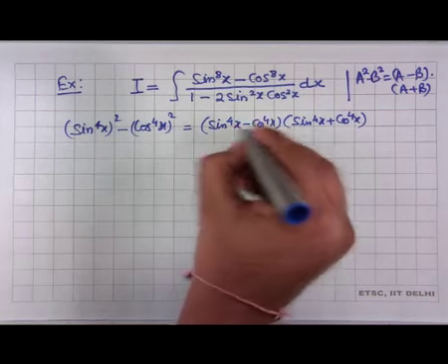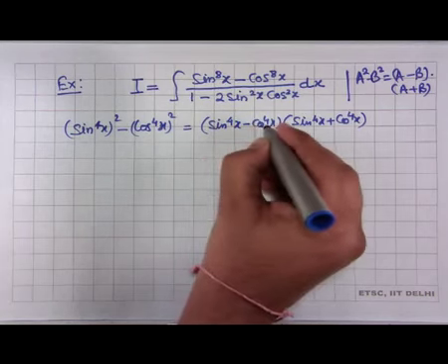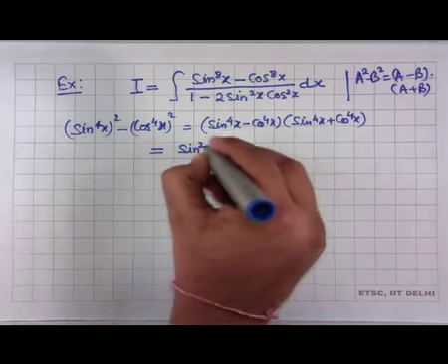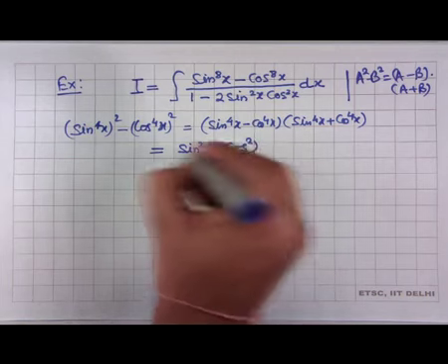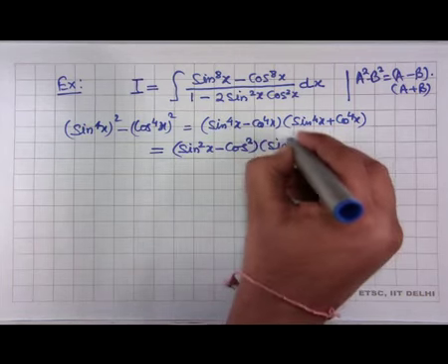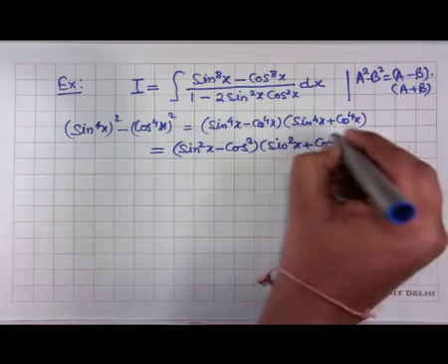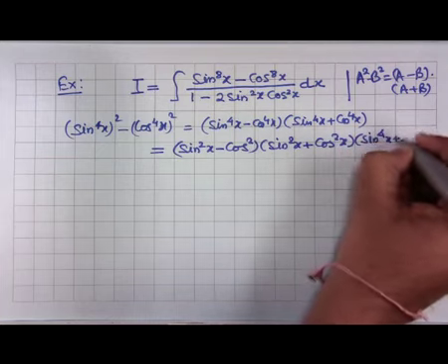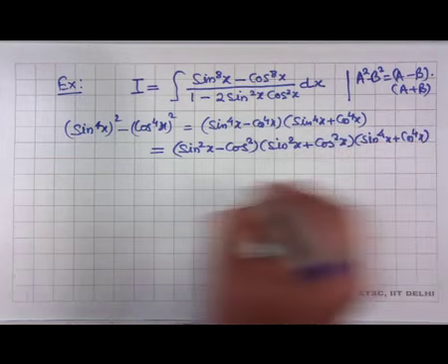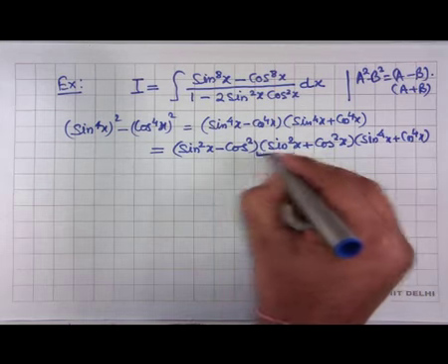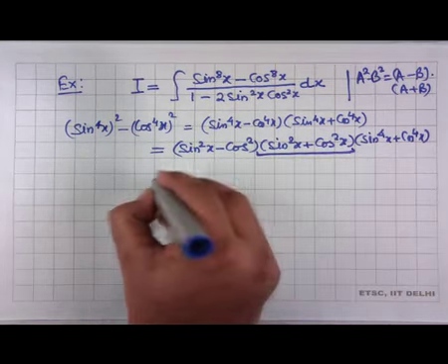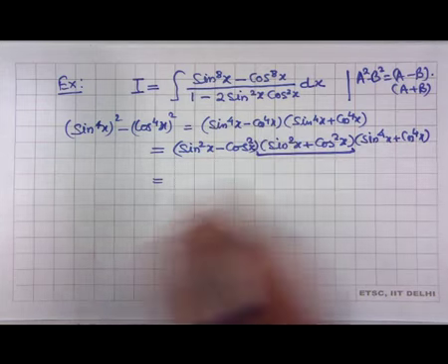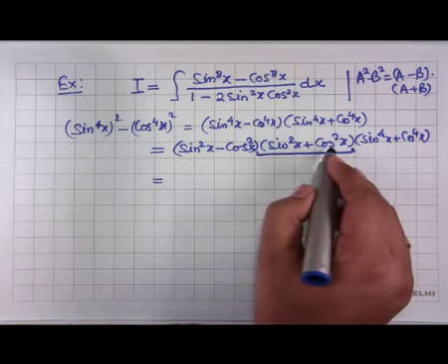This same formula can be used further, sin square squared minus cos square squared, so that it can be written as (sin square x minus cos square x) into (sin squared x plus cos squared x) into (sin raised to power 4x plus cos raised to power 4x). You know sin square x plus cos square x is 1. So, you put sin square x plus cos square x as 1.